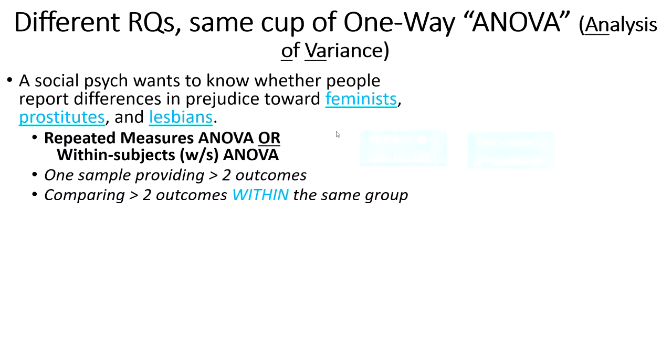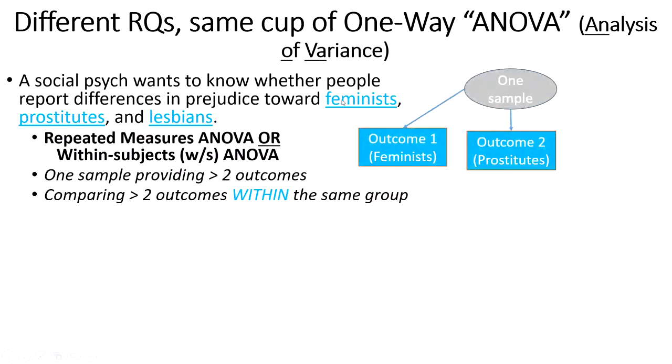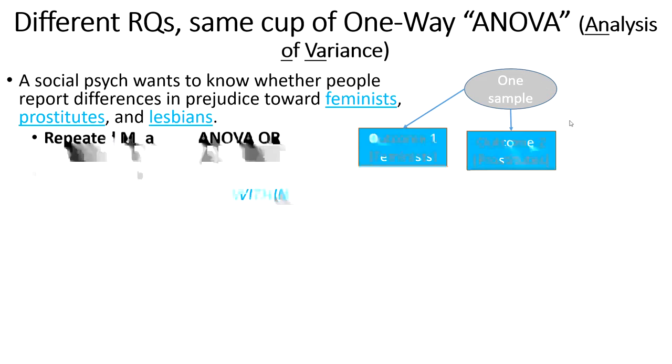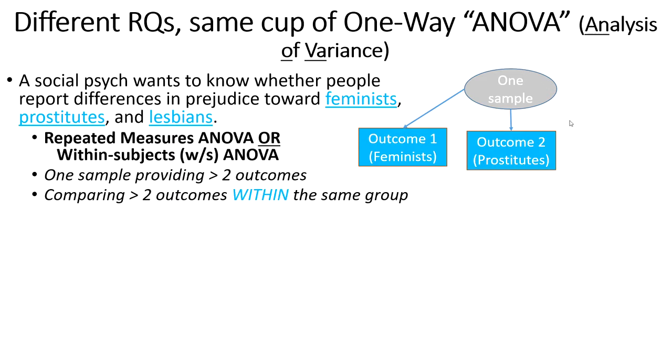So graphically, if we do this graphically, we have here the graph, the figure. For the paired sample t-test, where you had 1 sample and 2 different outcomes, prejudice towards feminists and prejudice towards prostitutes, we would conduct a paired sample t-test if the figure looked like this. But now, how are we going to modify this figure to align with our new revised research question in which we are comparing prejudice towards feminists, prostitutes, and lesbians?